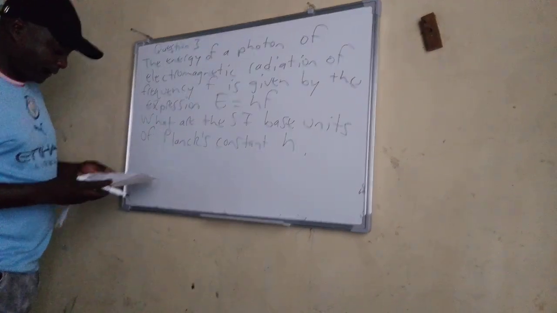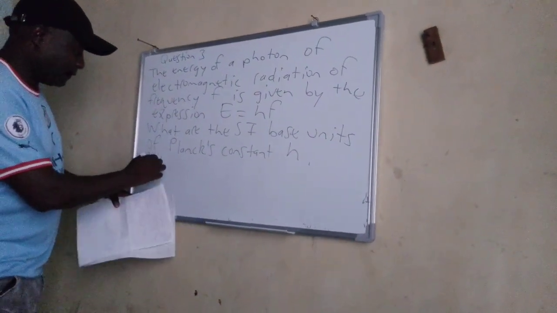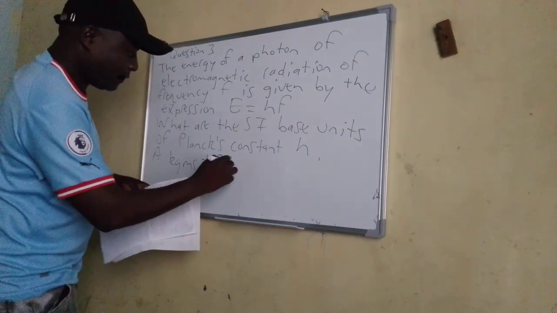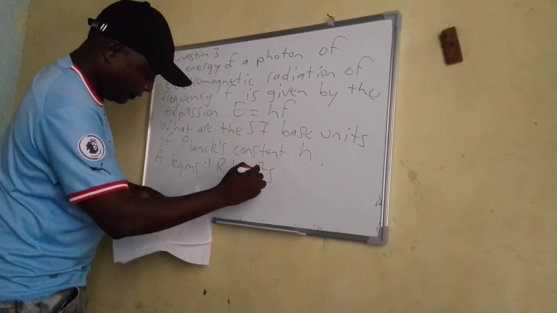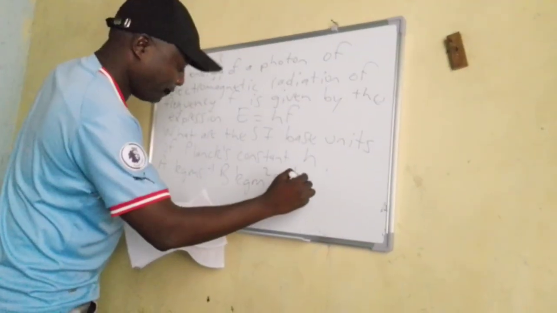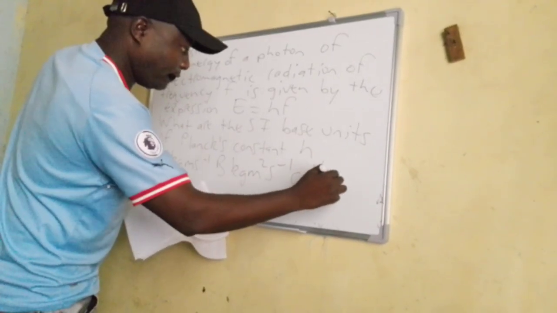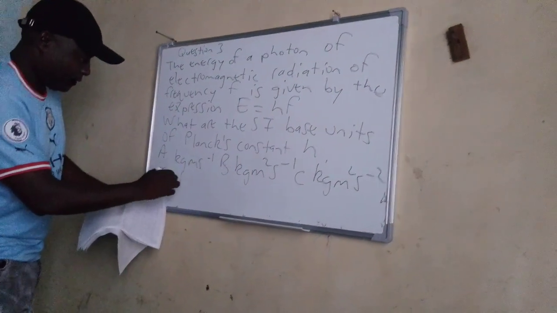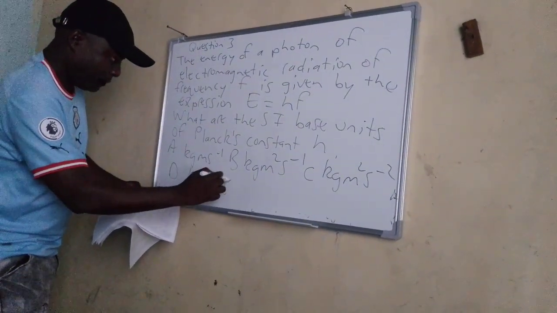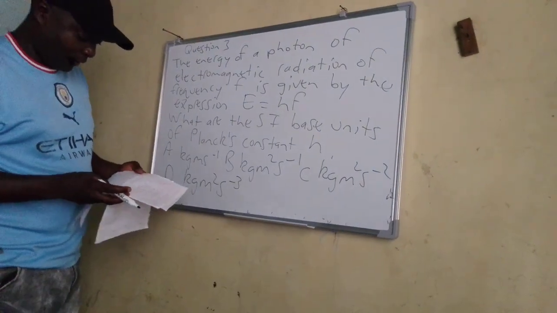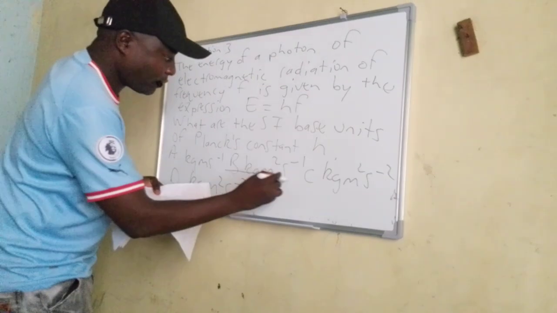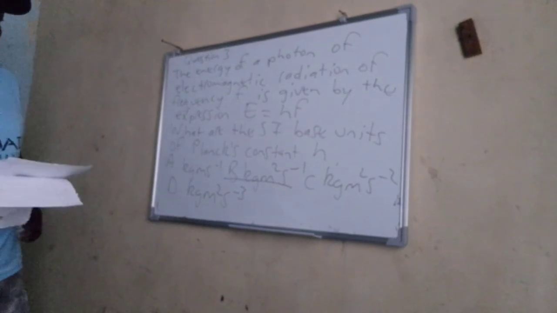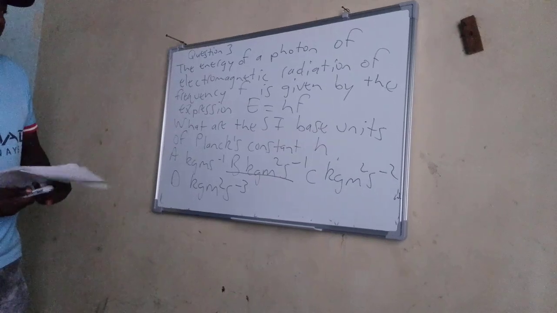E is the energy. A, kg meters per second. B, kg meters squared per second. C, kg meters squared per second squared. D, kg meters squared per second cubed. The answer there is B. I think 1 minute is over. The answer there is B.